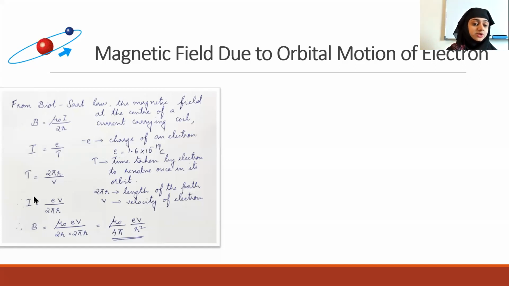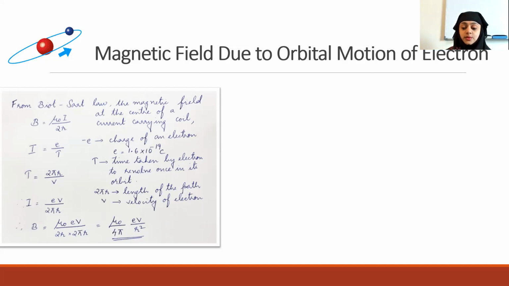So we get this expression for current, and we substituted the current's expression in the magnetic field. So mu naught by 2r, and instead of I, we have put ev by 2 pi r. Here we have 2 times 2, 4, and r occurs twice, so r square. So this is the expression for the magnetic field produced at the center of a current carrying coil, which is the magnetic field produced by an electron at the center of an atom. Is this part clear to all of you?